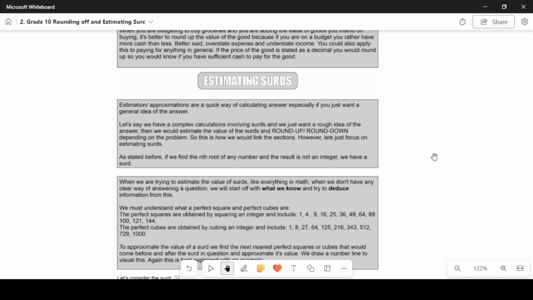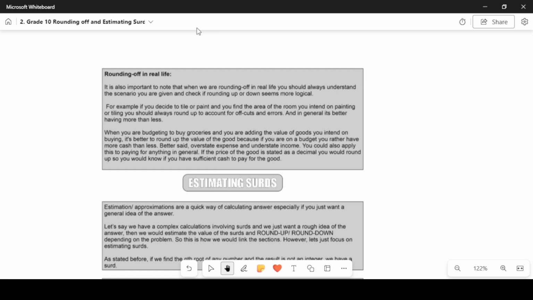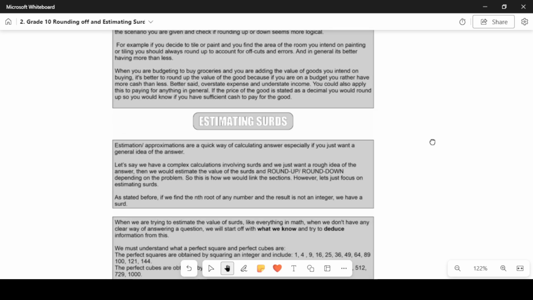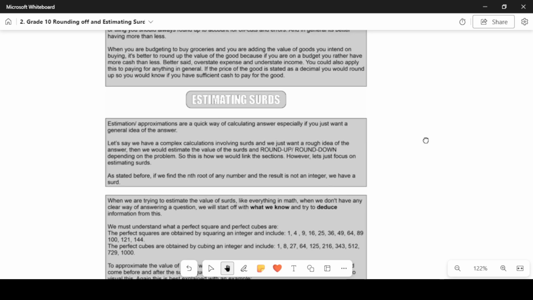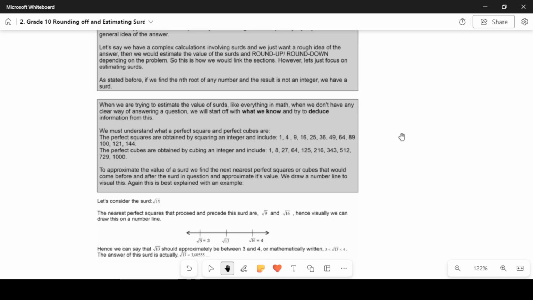Exactly as I just discussed above, rounding up or rounding down would depend on the scenario you are given. So as stated before, if you find the nth root of any number and the result is not an integer, then we have a surd. I've discussed this at length in the grade 9 number systems video and the grade 10 number systems video. When we are trying to estimate the value of surds, like everything in math, when we don't have any clear way of answering a question, we always start off with what we know and try to deduce information from this.